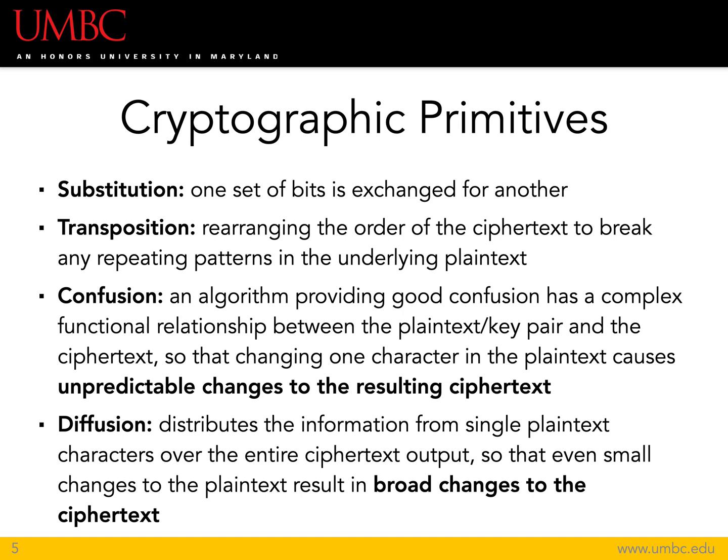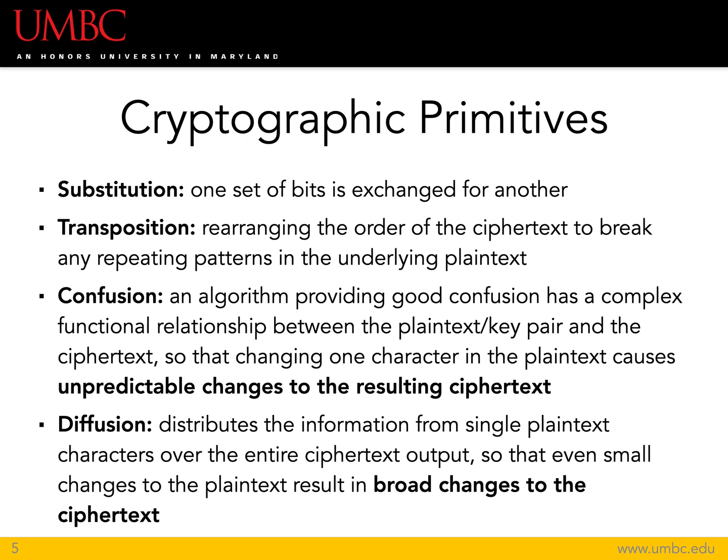So confusion is the metric that you use for algorithms that have really complex functional relationships between the input, generally a plain text, but sometimes the plain text and a key pair, and the output, which is the ciphertext. So that when you change some part of the input, meaning you change a character in the plain text or you change part of the key pair, you get really unpredictable changes in the ciphertext.